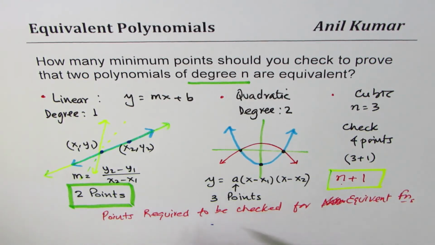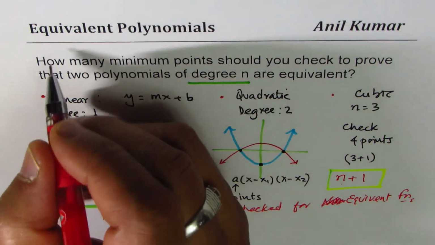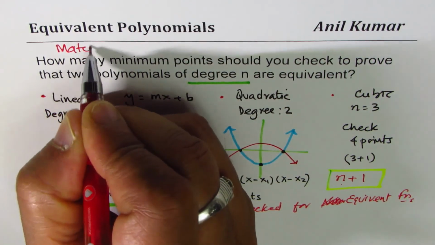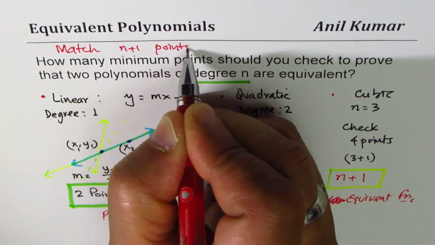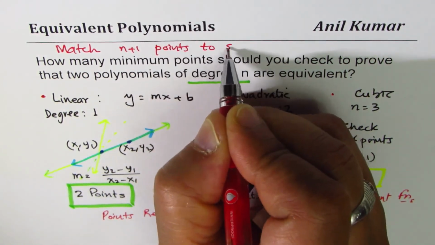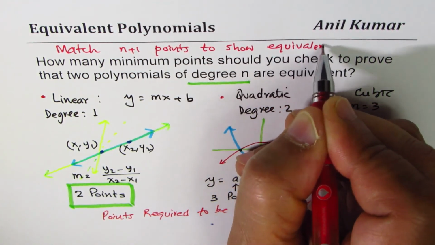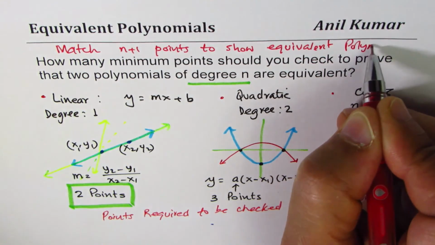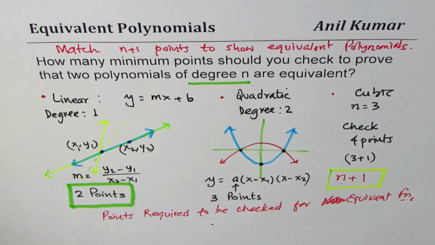So what we could write here is we need to match n plus 1 points to show equivalent polynomials, where n is the degree, right? So I hope that is absolutely clear. If any one of them doesn't match, then they are non-equivalent.